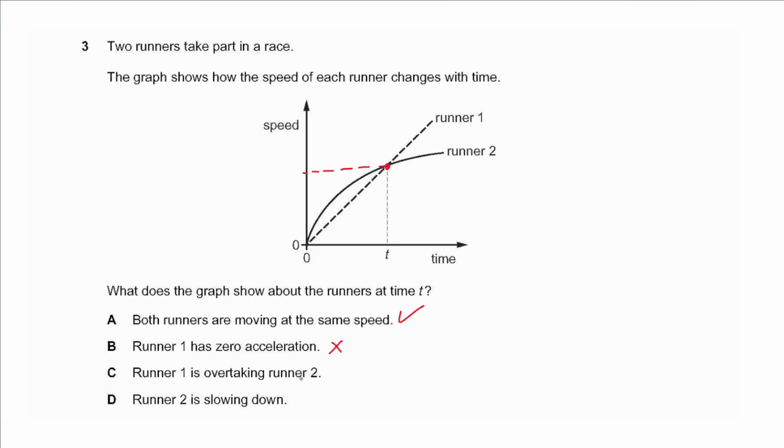Runner 1 is overtaking runner 2. That means it covered the same distance, but the areas under the graph are different until time t, so it is not the same distance, so not overtaking. Runner 2 is slowing down. No, the graphs here are going upwards, so this means that both runners are accelerating or the speed is increasing, not slowing down. So the answer here is A.